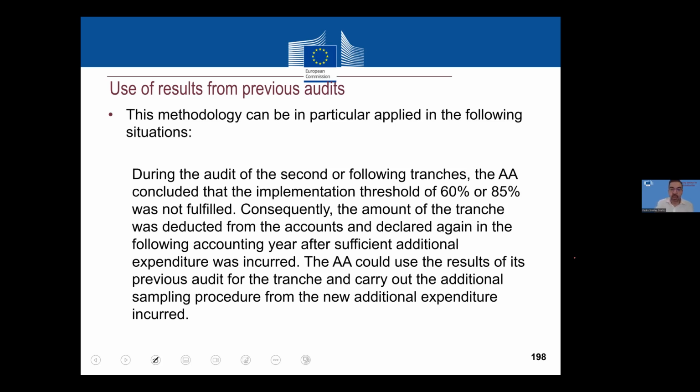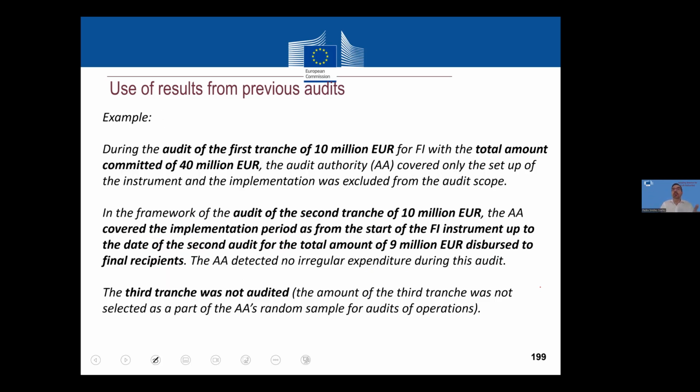Other options: during the audit of the second and other tranches, you conclude that the implementation threshold of 60 or 85 was not fulfilled. In that case, the amount of the tranche was deducted from the accounts and declared again in a following accounting year after additional expenditure was incurred. In that case, the AA could use the results of this previous audit for the tranche and again carry out an additional sampling procedure only for the new additional expenditure incurred. So all of these are examples where the multi-period approach, although optional, could be used.